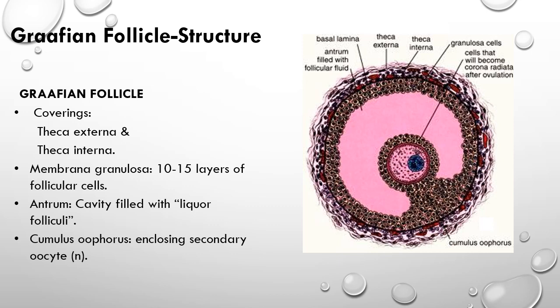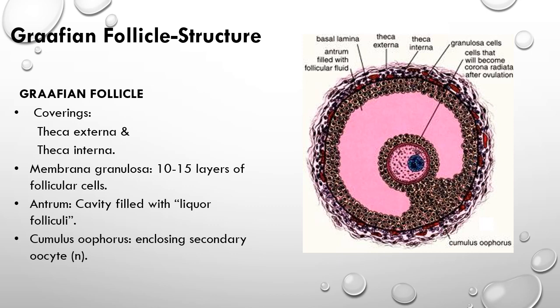Internal covering is called theca interna. So finally, inside the Graafian follicle, we can see a hollow cavity, and it is called antrum. This cavity is filled with a fluid which is called liquor folliculi. So finally, the Graafian follicle encloses a cavity called antrum, and this antrum in turn consists of a fluid called liquor folliculi.